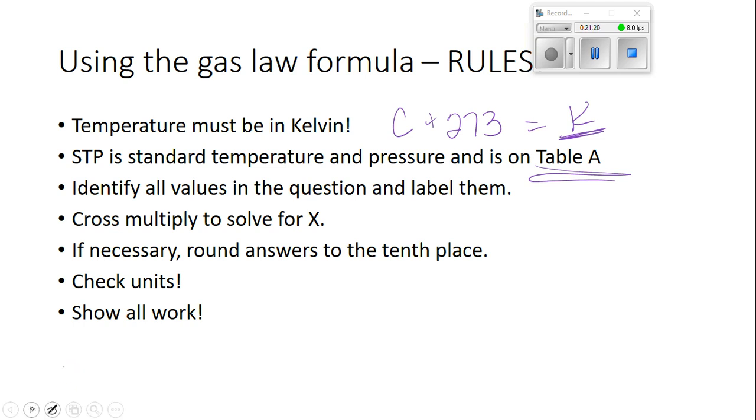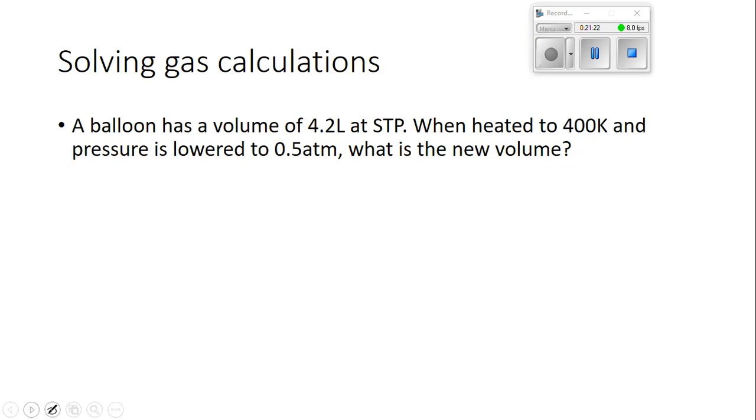All right, so let's get rolling here. I'm going to do a bunch of them with you, and then you will have the remainder of time to work on practicing. So a balloon has a volume of 4.2 liters. All right, that's my first volume. Oh, and it's at STP. So that means my standard temperature and pressure, that's my T1 and my P1.